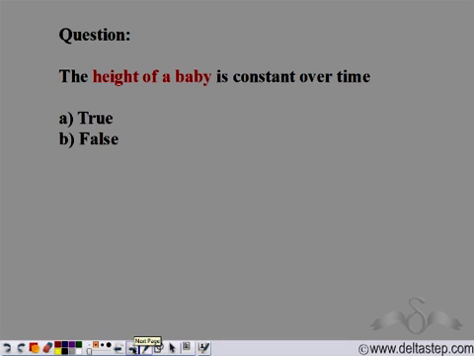So let us solve a question. The height of a baby is constant over time. Is it true or false? Well, we know that as the baby grows and develops over time, his height increases. So it is not constant, but it varies with time. And hence, this statement is false.